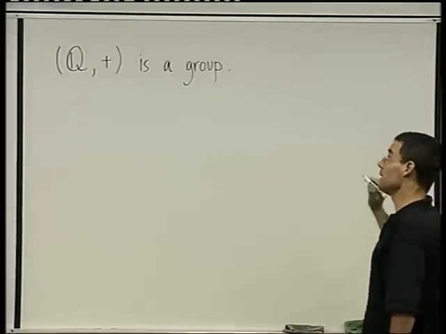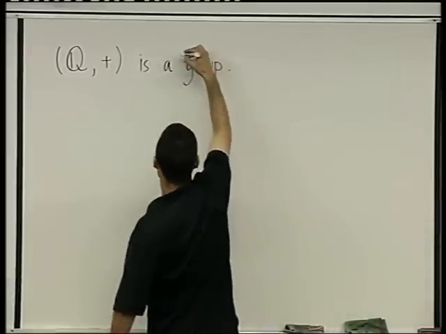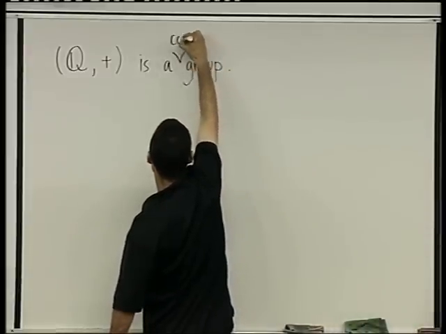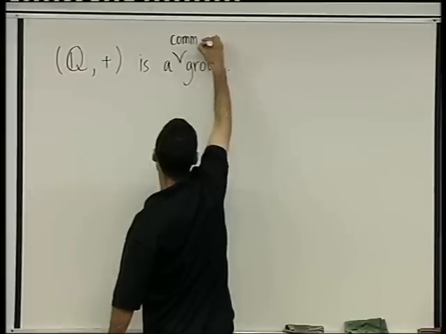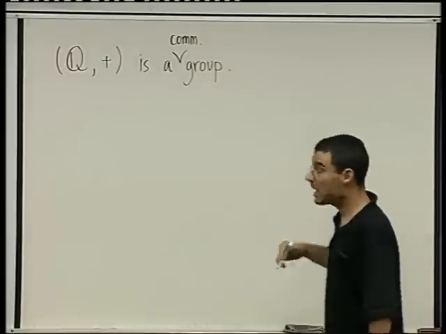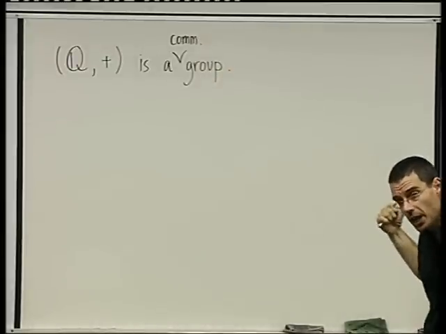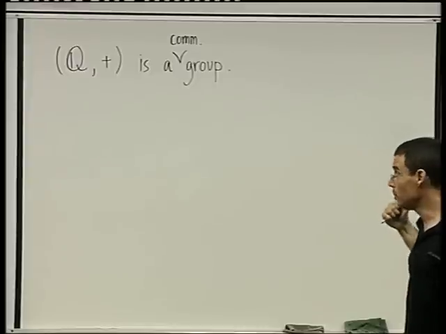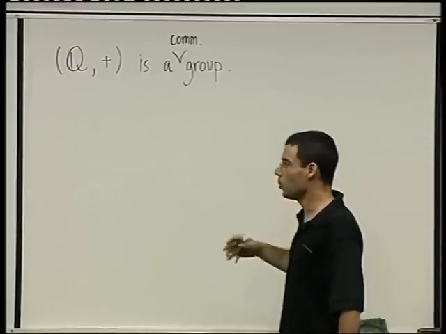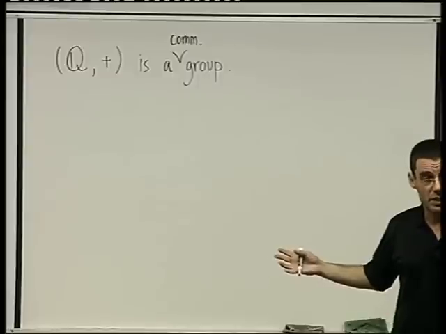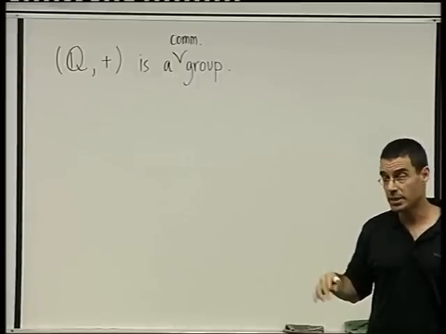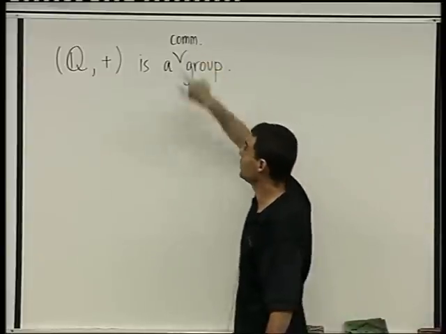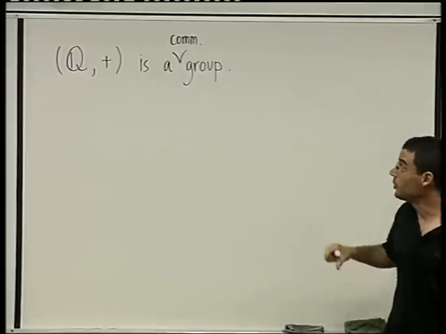It's even abelian, a commutative group. You have to think about this. You have to look at the definition of what being a group is and think, is it true that 1/3 plus 5/17 is the same as 5/17 plus 1/3? That's what being commutative means.